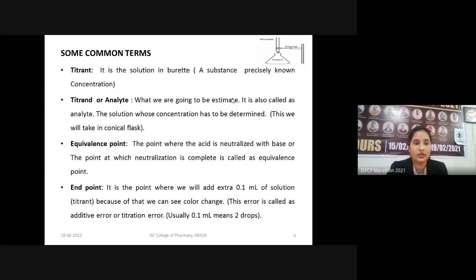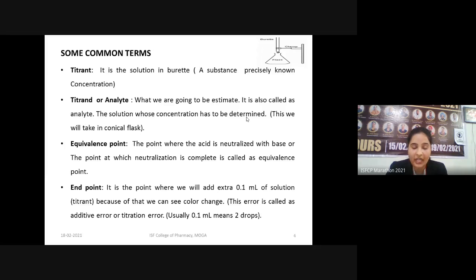And the next important term is equivalence point. It is a specific point at which acid neutralizes the base, or we can say that the base neutralizes the acid. At this point, complete neutralization has taken place, and this is known as the equivalence point. Equivalence point indicates that at that specific point, the number of protons and the hydroxyl groups present in the solution are equal.